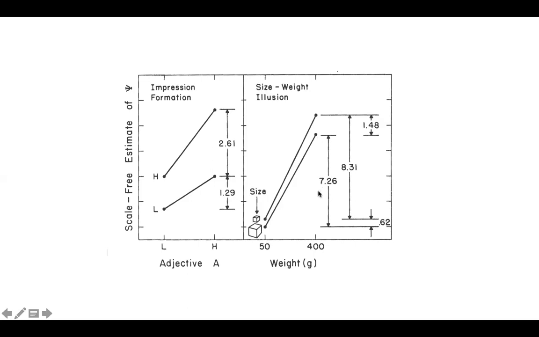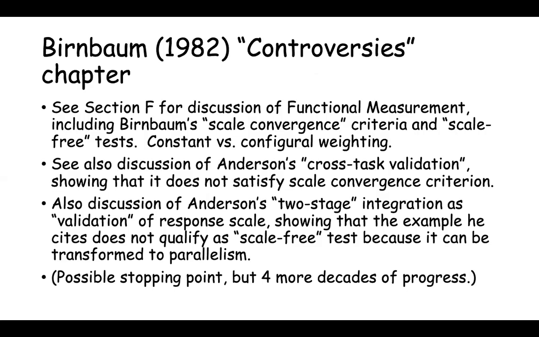For the size weight illusion, the difference between two sizes of the same weight was 1.48 at 400 grams and only 0.62 at 50 grams. So that's more than twice the judged difference. And the difference between 400 grams and 50 grams at a small size is 8.31, and at a larger size is 7.26. So the direct judgments show evidence of the interaction.